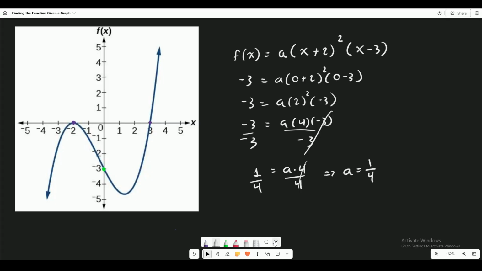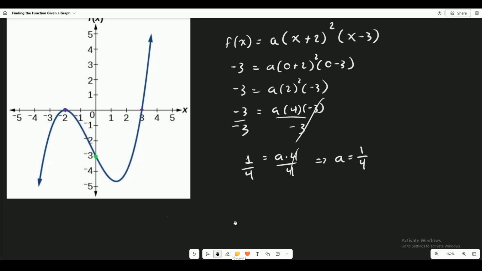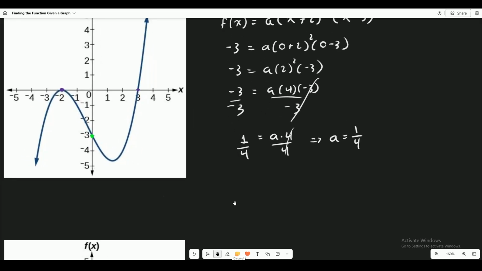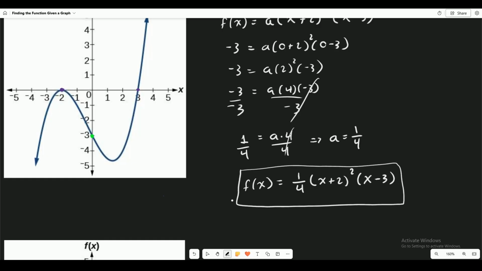So now we can write our final equation. Here it is. Our final equation is now f of x is equal to 1/4 times x plus 2 quantity squared times x minus 3. There's our answer. Let's go to the next example.